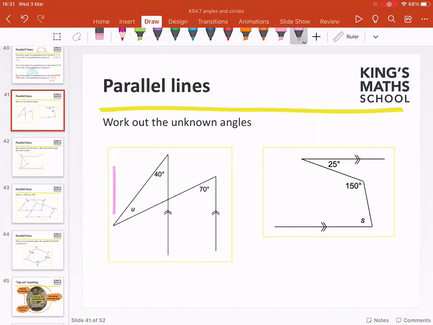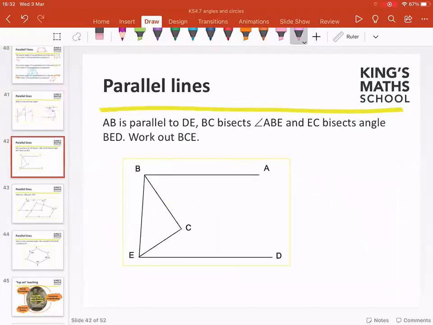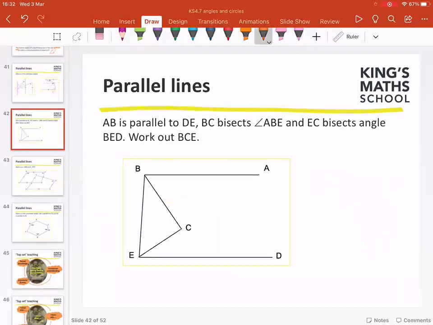Well, I could put a third parallel line in there, couldn't I? And then that would be 40, and then that would be 70, and therefore that must be 30. And I could put another mutual parallel line in there. So that's 25. So by subtraction, that's 125. And so by co-interior angles, that's going to be 55. So just the idea of adding some extra things. And then something similar here, put that mutual parallel in.